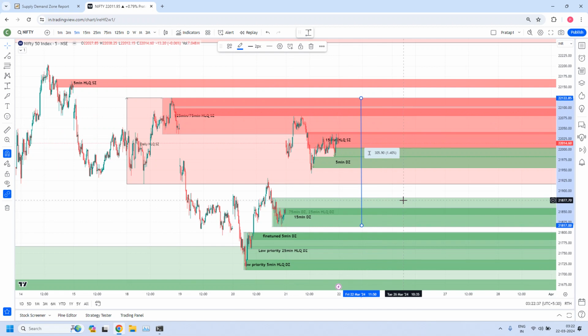So this is about the supply demand zone chain we generated based on our NeoStock software.